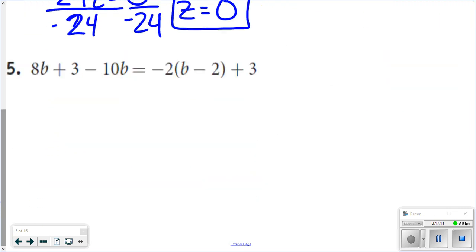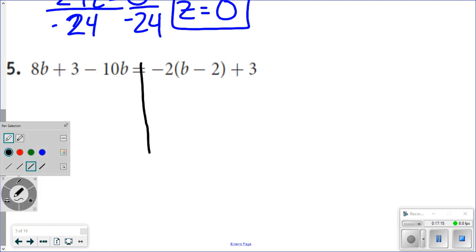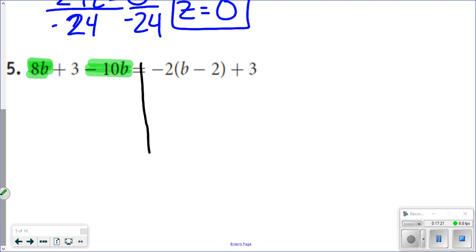Question 5. I have like terms here on the left. 8b minus 10b. Why don't you go ahead and pause the video and try to work through this question. Do the left-hand side of your equal sign, do the right-hand side of your equal sign, and then we'll go through it together when you're done.